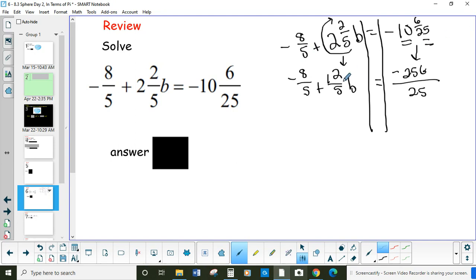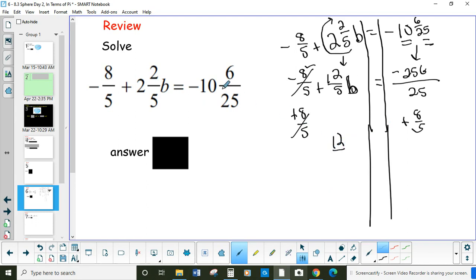Okay, now we can solve this. We're going to isolate the variable. The variable's here. We work farthest away from the variable first. This is farthest away, so I do the opposite of -8/5, and that is to add +8/5 to both sides. And that's how we get rid of this on this side. And what we have left on the left side is 12/5. Remember, 12/5 is the same as this number here, right? 12/5 b equals, I've got to add these two together.